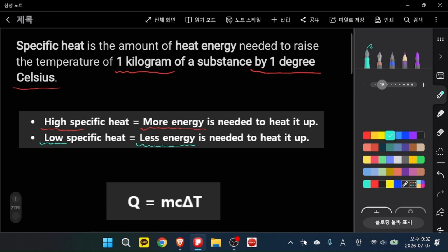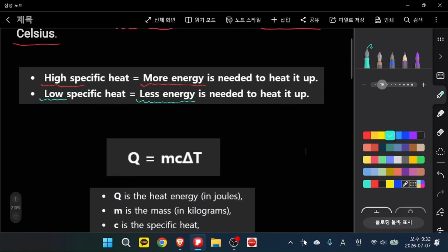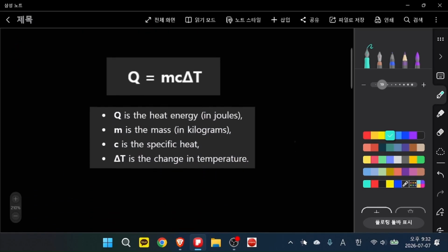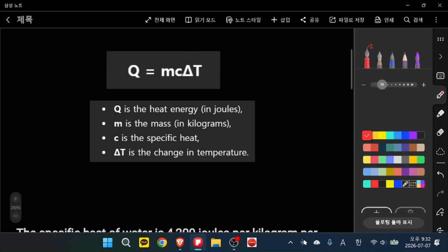To calculate heat energy, we use this equation. Q is the heat energy, m is the mass, c is the specific heat, delta T is the change in temperature.